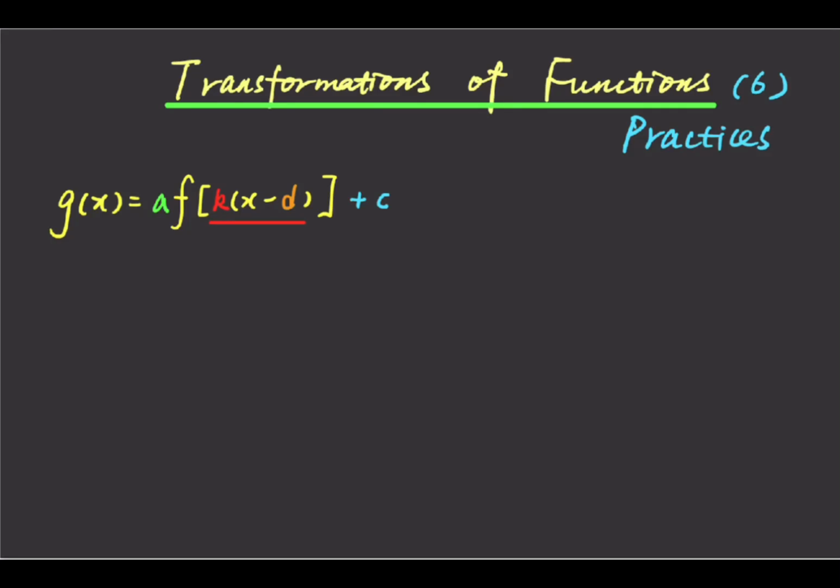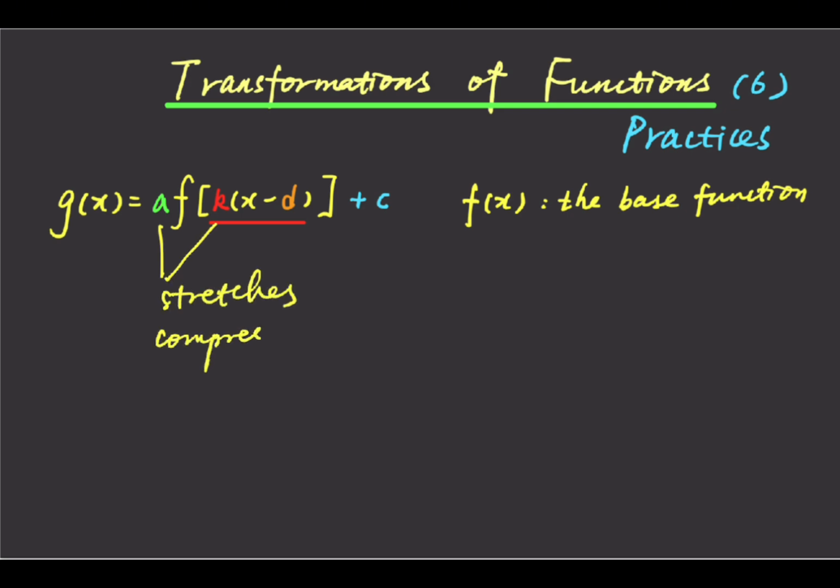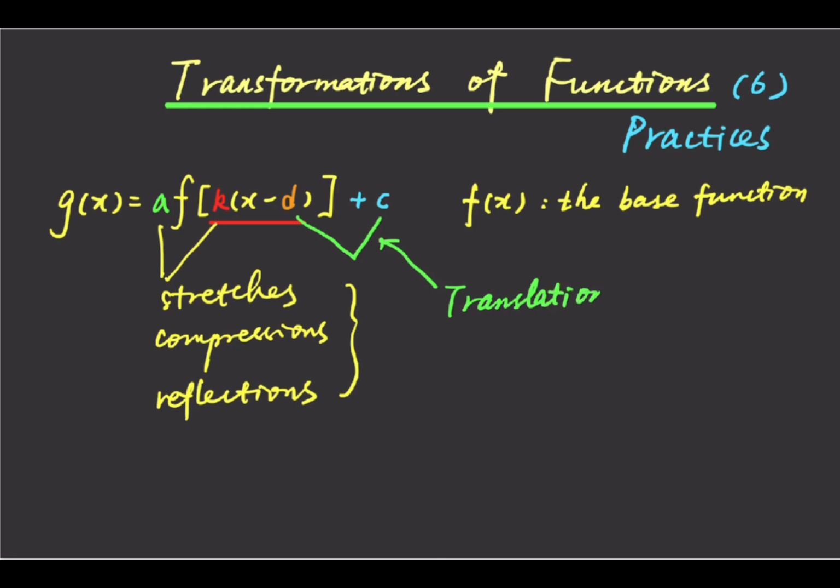If you want to figure out the transformed function from the original function, always say the base function, you must follow the following order. This coefficient a and this coefficient k, they represent stretches, compressions, and reflections. This d and c, they represent translations.